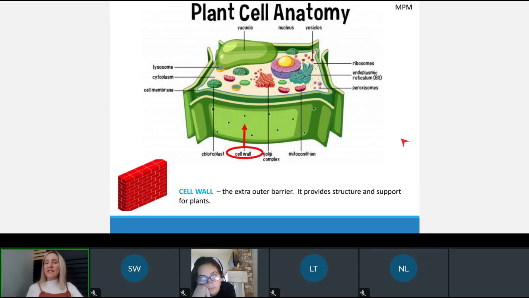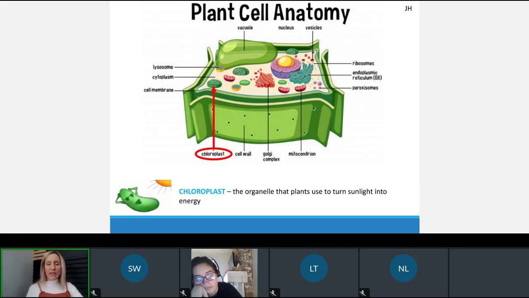And last but not least, Gracie, could you read about the chloroplast? The chloroplast is the last organelle in a plant cell that is different than an animal cell. Chloroplast, the organelle that plants use to turn sunlight into energy.